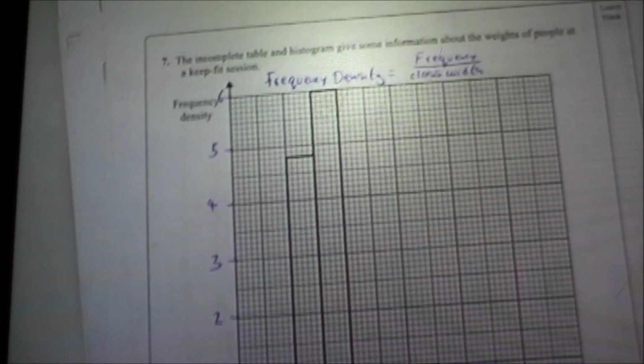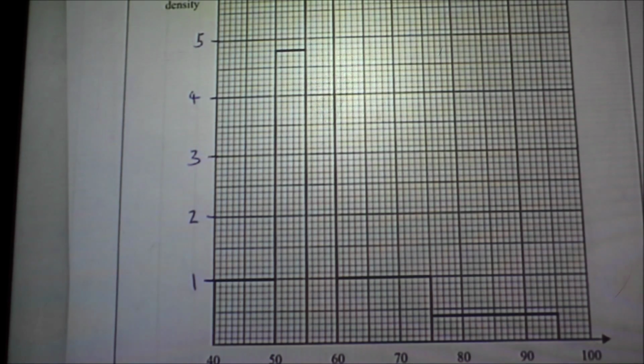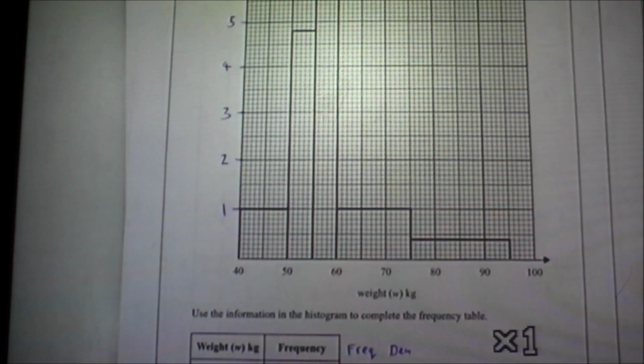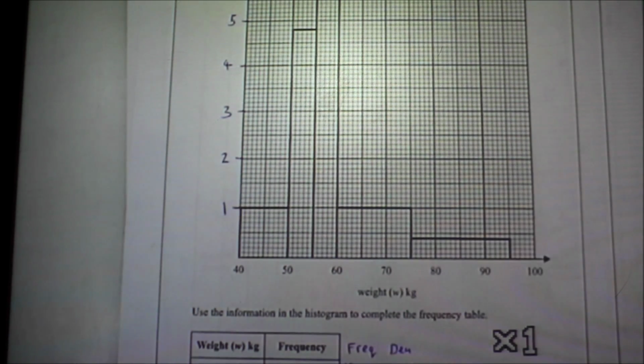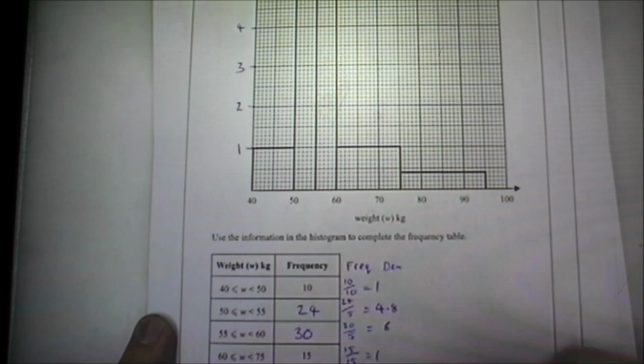Frequency density is frequency over class width. Like I always say, write that at the top. There you go. Use the information in the histogram to complete the frequency table. It's a little bit different, this one. Frequency density is frequency over class width, so this is what I've done here. You've got to basically find these missing values here. So you need to work out your frequency densities, which is 10 over 10, which is 1, 15 over 15, which is 1, and so on. Then you can mark them on your histogram.